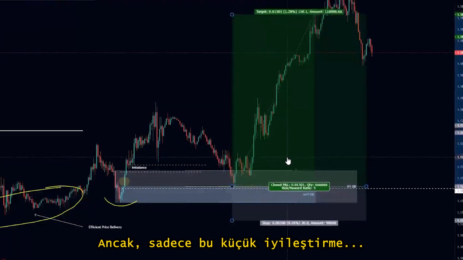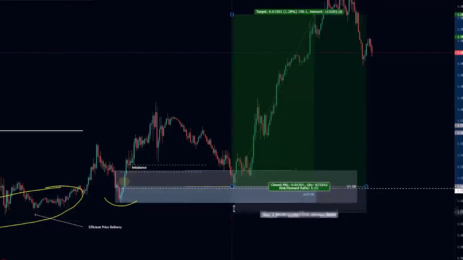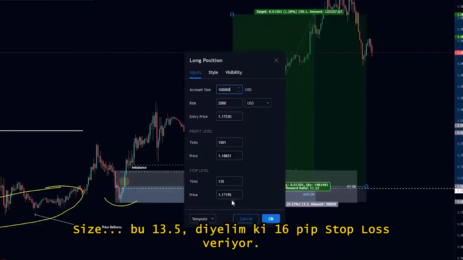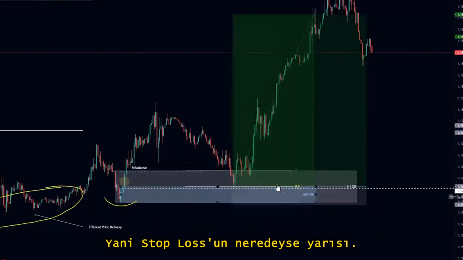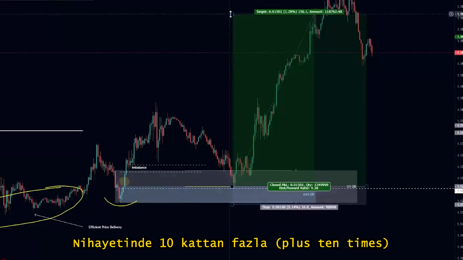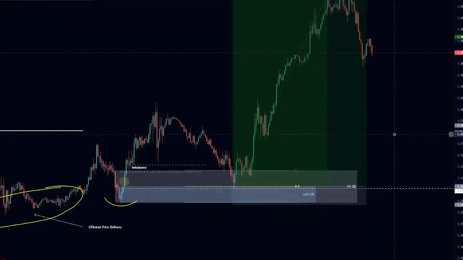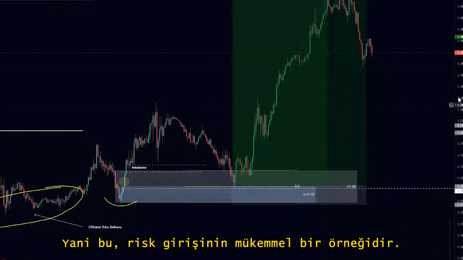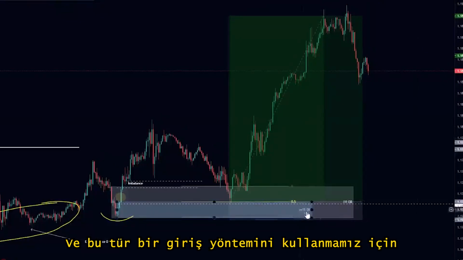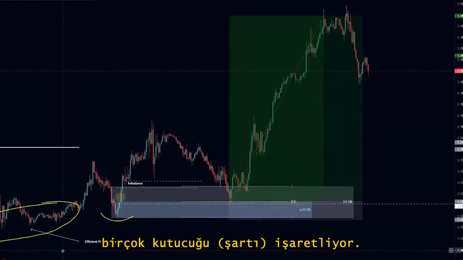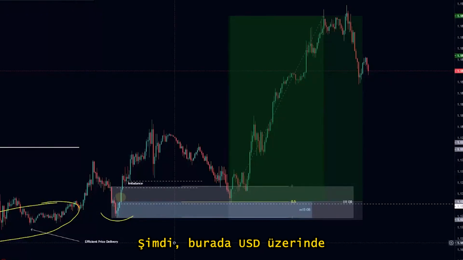However, just this little refinement gives you, this is 13.5, let's say a 16 pip stop loss. So nearly half of the stop loss for an ultimate plus 10 risk to reward trade setup. So this is a prime example of a risk entry, and it ticks a lot of the boxes for us to use this type of entry method.